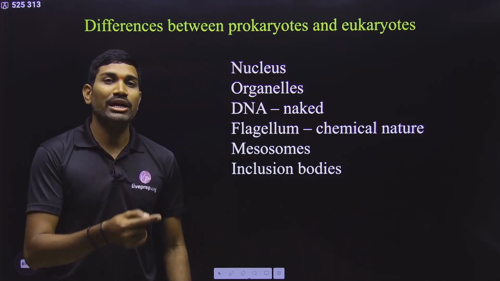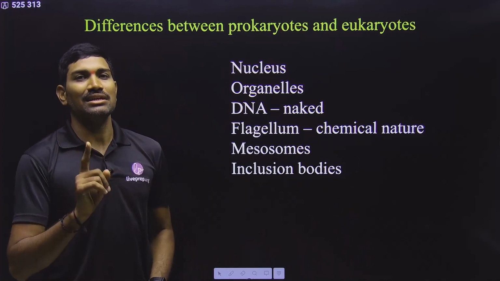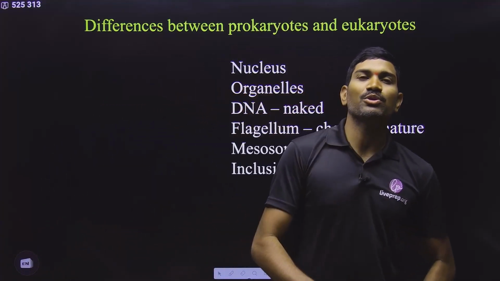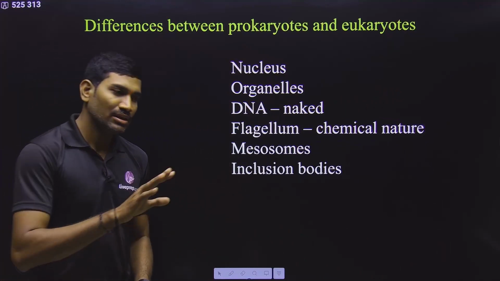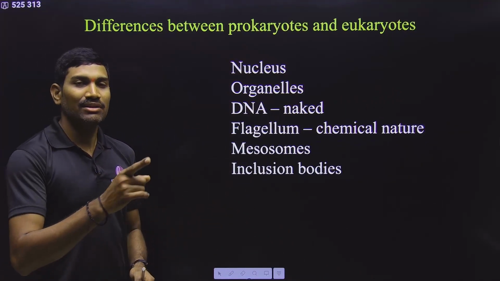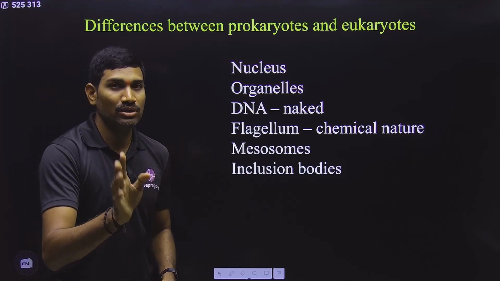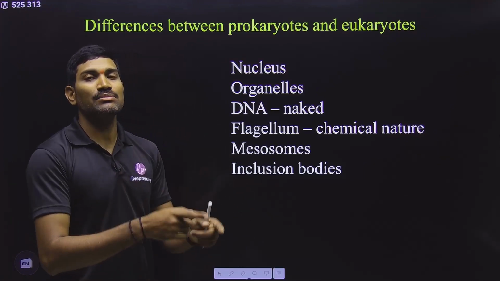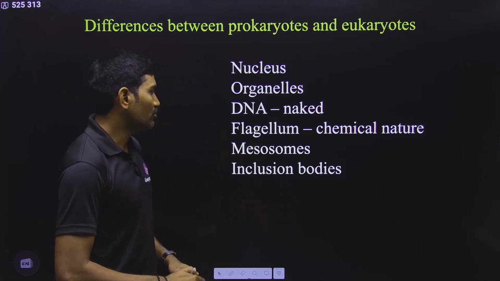Why is prokaryotic DNA called naked? Because histone proteins are not present. That is the correct answer. Don't write about the nuclear membrane. In prokaryotes, histone proteins are not present, that's why it is naked DNA. But in eukaryotes, it is not naked DNA because histone proteins are present. In eukaryotes, DNA is associated with histone proteins, that's why it is present as chromosomes. But in prokaryotes, it is not present as chromosomes.